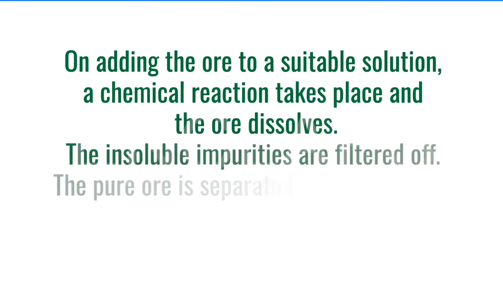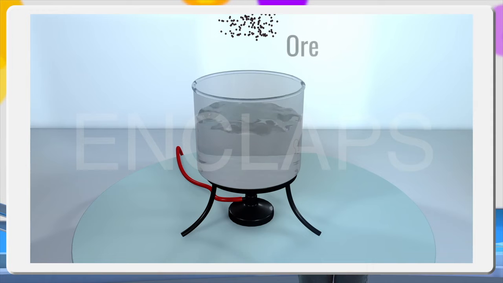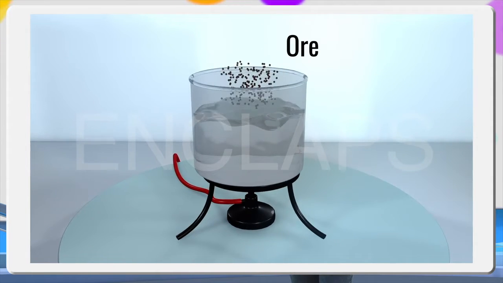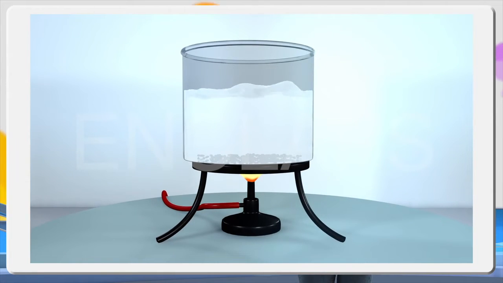Next, the fourth method is leaching. Here, on adding the ore to a suitable solution, a chemical reaction takes place and the ore dissolves. The insoluble impurities are filtered off. The pure ore is separated from the filtrate by a chemical reaction. This is actually what happens in leaching. Bauxite, the ore of aluminium, is concentrated by this method.